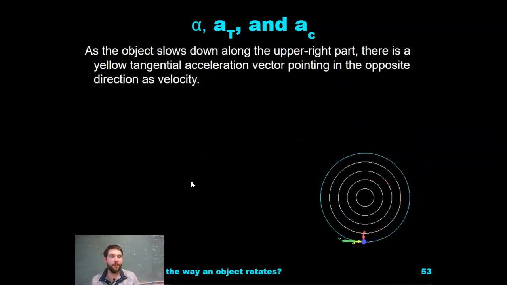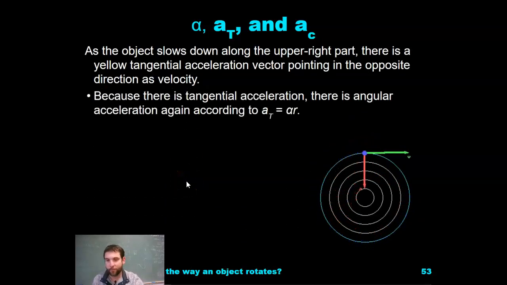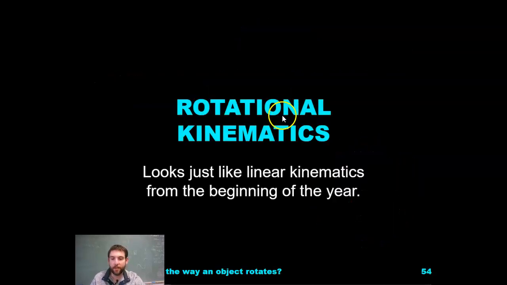As the object slows down in the upper right part, there's a yellow tangential acceleration pointed in the opposite direction because that's what needs to happen for you to slow down. Because there's tangential acceleration, that means there is angular acceleration. Tangential acceleration equals angular acceleration times a radius.